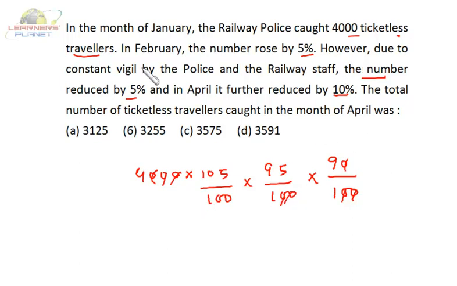Let's do this calculation. The unit digit is 1 into 9, 9, 9 into 9, 81. That means your answer's unit digit must be 1, which is there only in this option. So no need to calculate further. Okay, so 3591 is the correct choice.